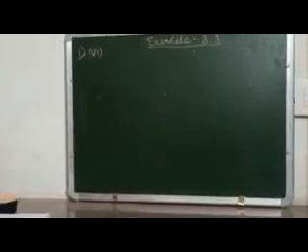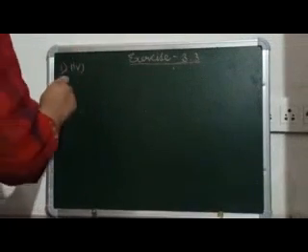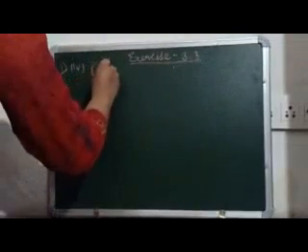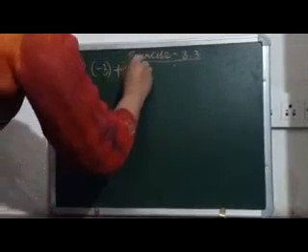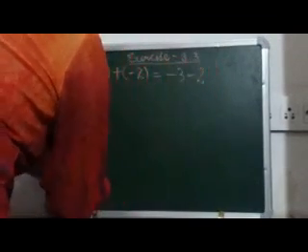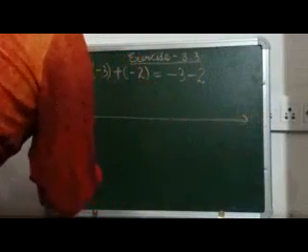Then after that, let's take its fourth part, that was minus 3 plus minus 2. That means it can be written as minus 3 minus 2. Again you will draw the number line.